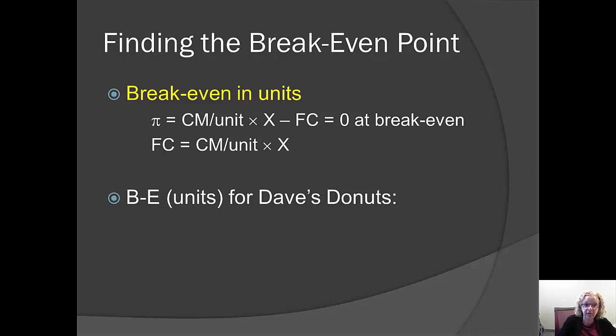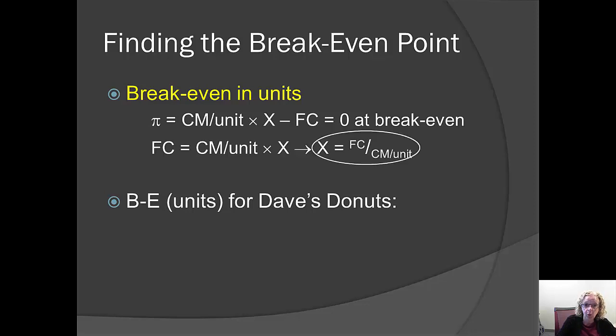Solving for X, we can say fixed cost equals contribution margin times the number of units that we sold, or X, the number of units that we sold, equals fixed cost divided by the contribution margin per unit. In other words, whatever contribution margin each unit gives us, we need to sell enough units to cover our fixed cost. Let's look at this for Dave's Donuts.